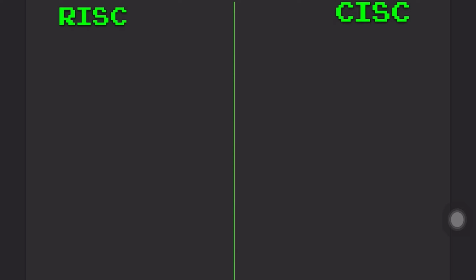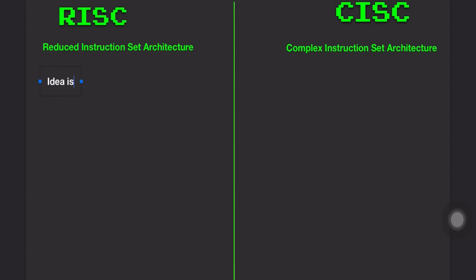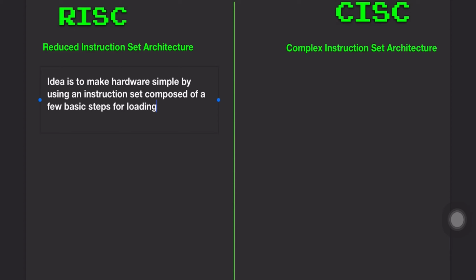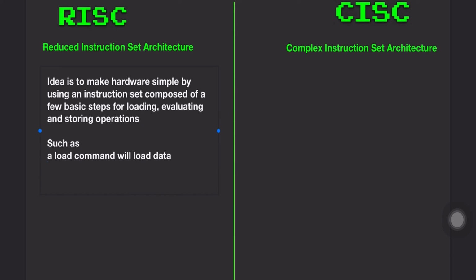ISA can also be classified into RISC and CISC. RISC, Reduced Instruction Set Architecture. CISC, Complex Instruction Set Architecture. The main idea behind RISC is to make hardware simpler by using an instruction set composed of a few basic steps for loading, evaluating, and storing operations. This means that a load command will load data, and a store command will store data.